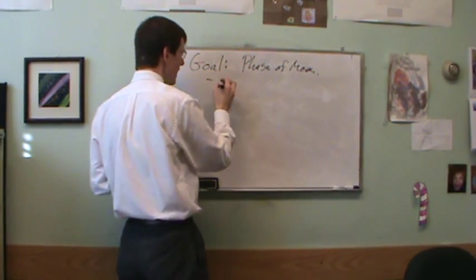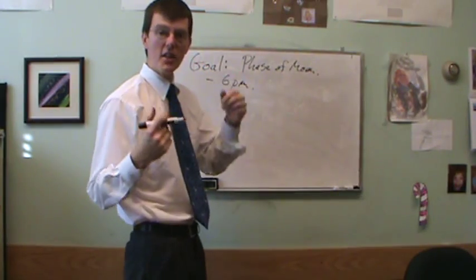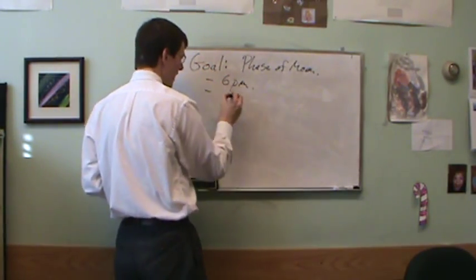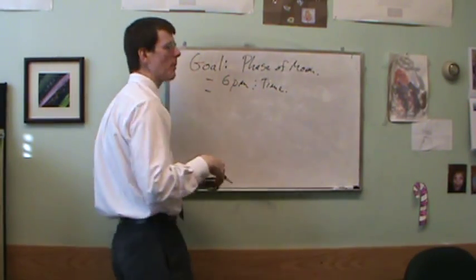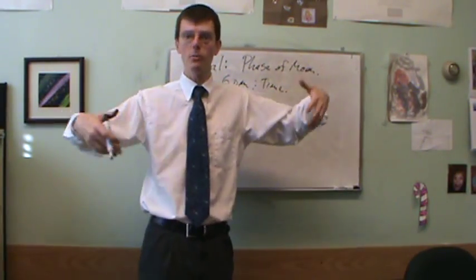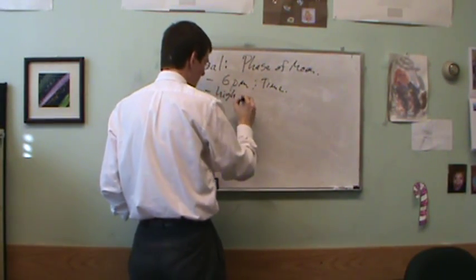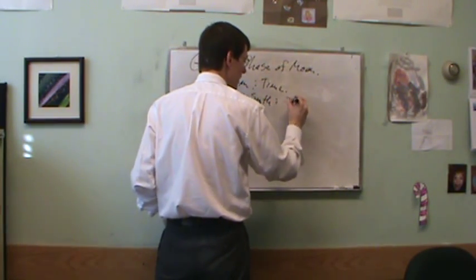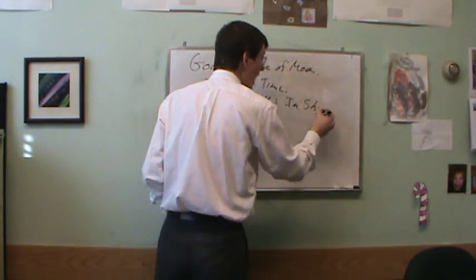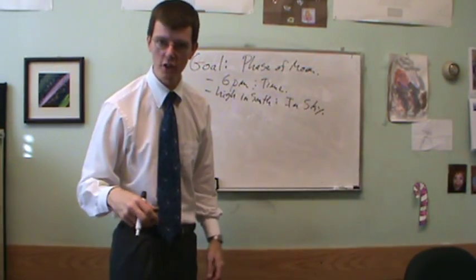Let's say the time of day, I'm going to say it is 6 p.m. And let's say I'm going to tell you the position of the moon in the sky. So this is the time. And the position of the moon in the sky, I'm going to say the moon is at its highest point in the sky, high in the south. So that's the position in the sky. Now, using these two pieces of information, I can draw a diagram and I can figure out what the phase of the moon must be.